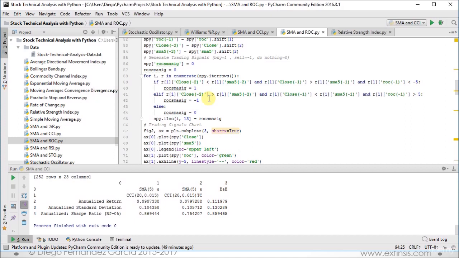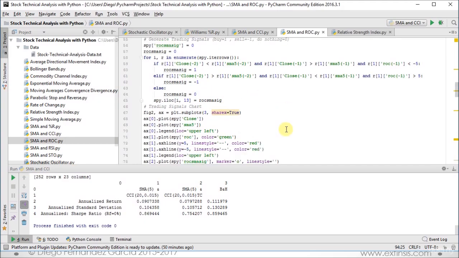If not, we enter a second if conditional, which is nested within the original, and we're asking if our second previous period's close price was greater than the second previous period simple moving average, and then previous period's close price was less than previous period's simple moving average, and this is confirmed by our previous period's rate of change being above 5, then -1, which is a sell signal. If none of these two conditions is met, we have 0, which is do nothing, and we update in each of these for loops the corresponding original data frame.